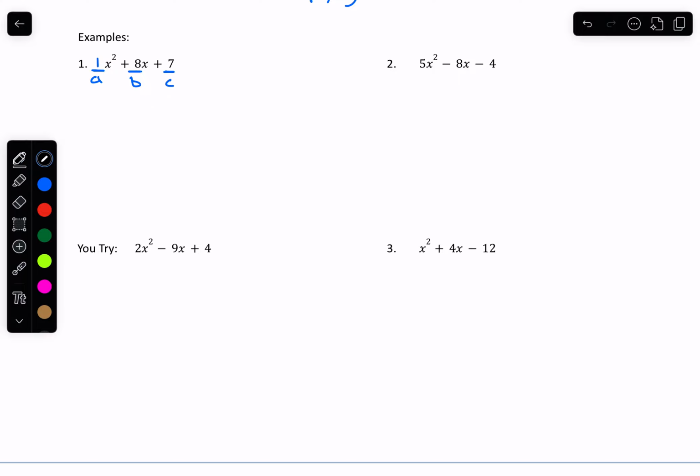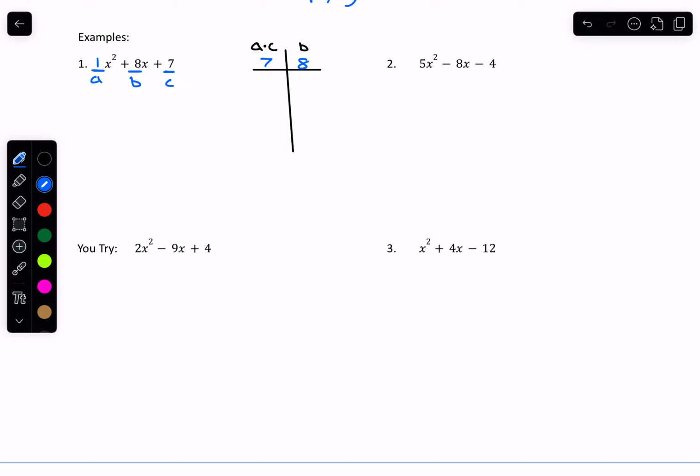So now what I'm going to do every time is make a little t-chart. A t-chart just looks like a big letter T. In the top left, I'm going to multiply a times c. So in this problem, a is 1 and c is 7, so a times c is just 1 times 7, which is 7. Then in the top right, I'm going to put the b term. In this case, the b term is the 8 in the middle of the problem.